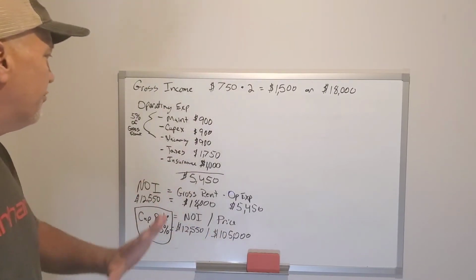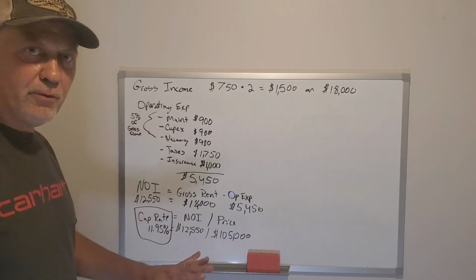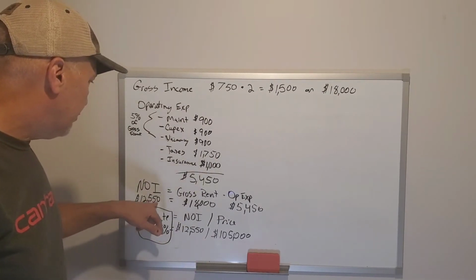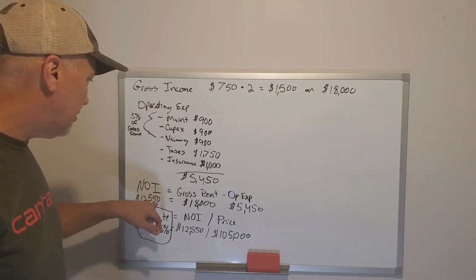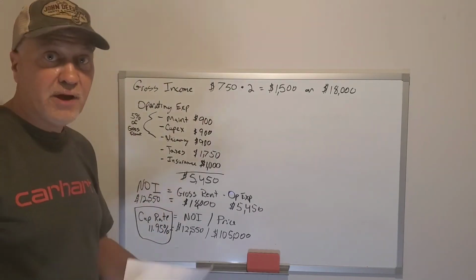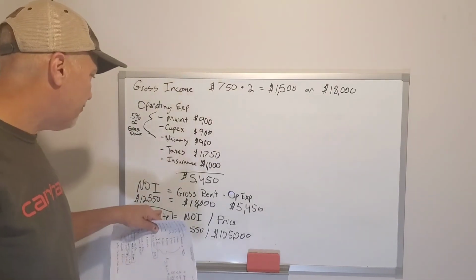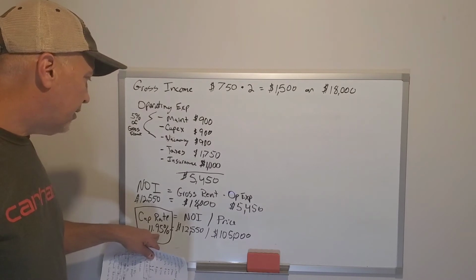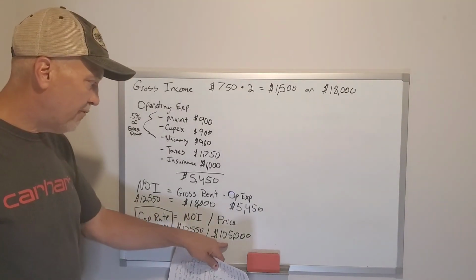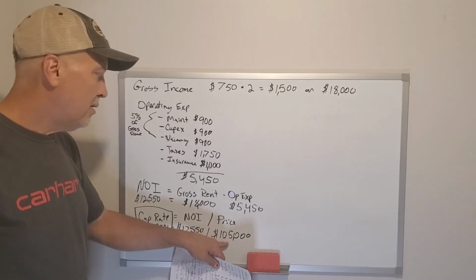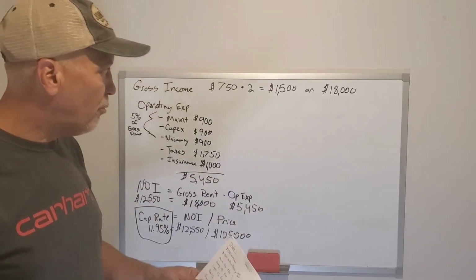So, if you're not getting a loan, this is really the only math you need. So your NOI will basically be, you'll get $12,550 you can put in your pocket every year from this property, and you're earning 11.95% on your $105,000 investment. If you're gonna get a loan though, we gotta do a little more math.